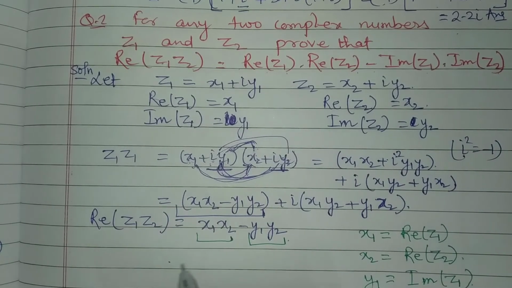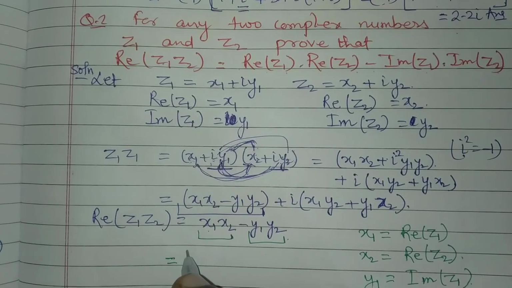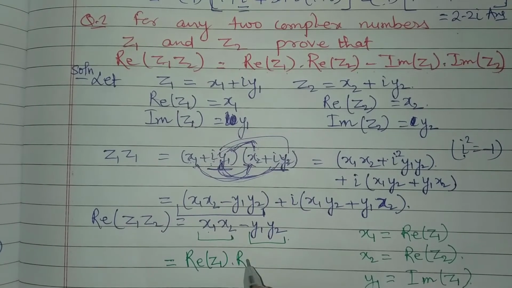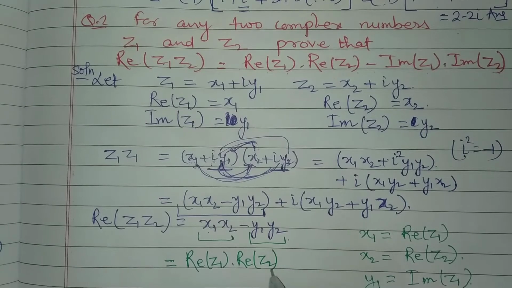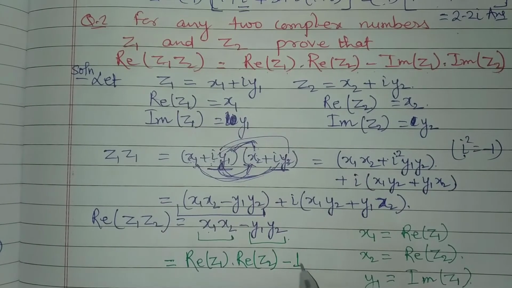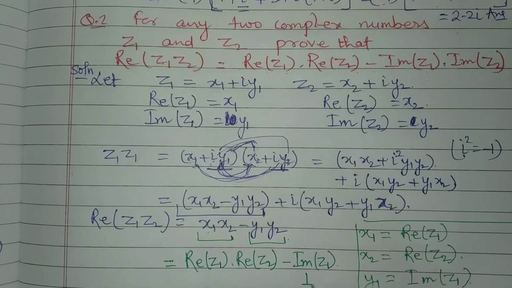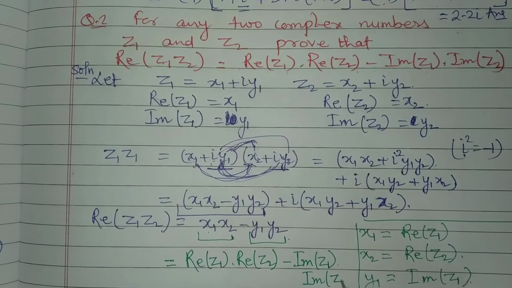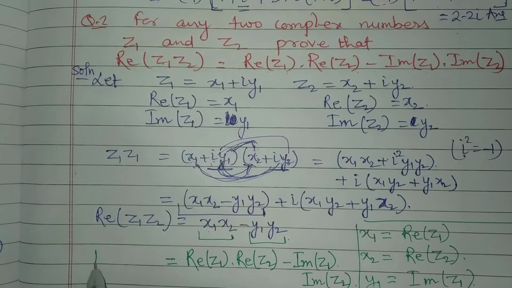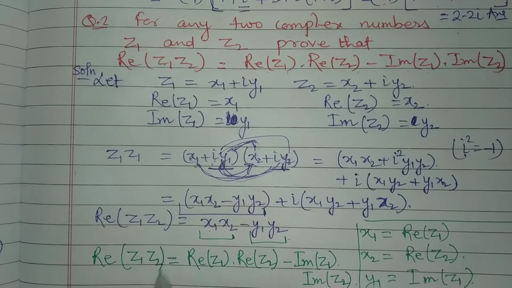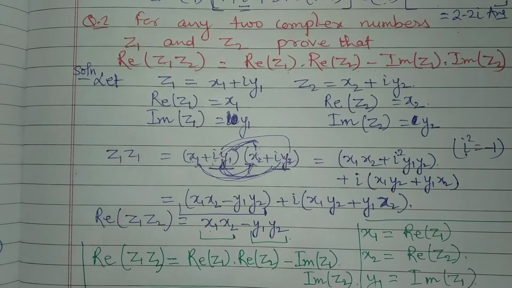So here, in place of this I am writing real part of z1 and then real part of z2, minus imaginary part of z1 y1, and this is all about, and then imaginary part of z2. So hope you will understand. So real part of z1 z2 is equal to this. It is to be proved.